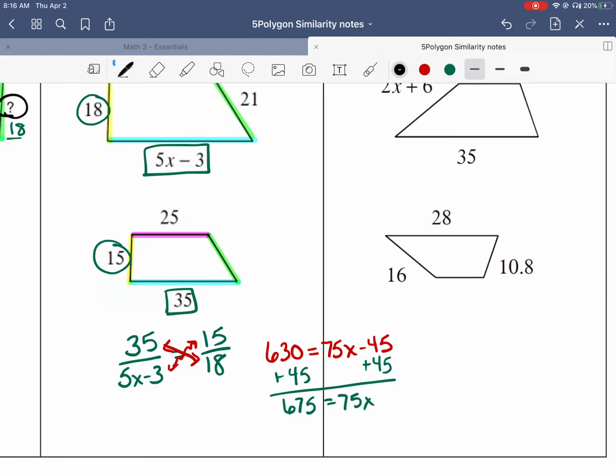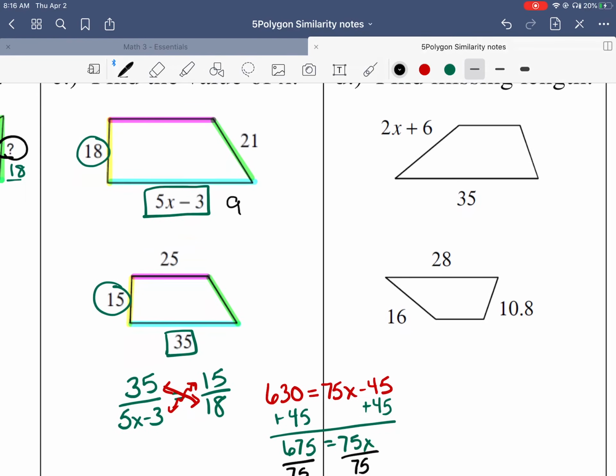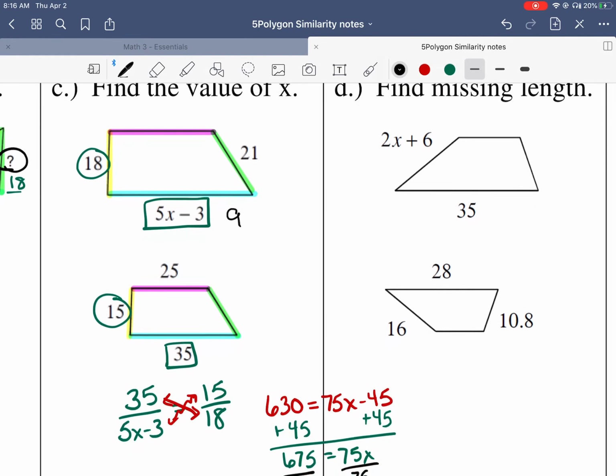Then divide both sides by 75. And x equals 9. All it asked me to do was to find x. If I want to, I can plug it back in and figure out what the side length is of that trapezoid, and then I can compare and make sure that the ratios are still the same. Okay. Same idea with D.